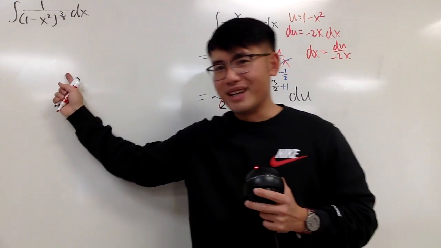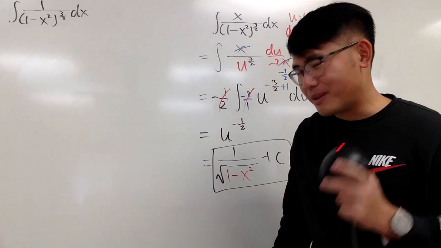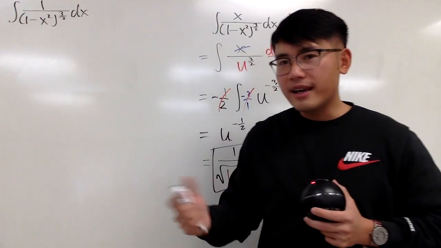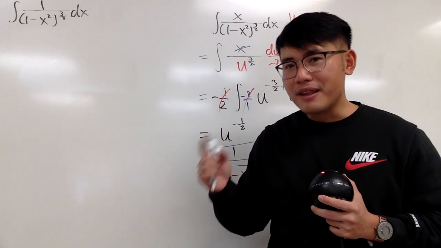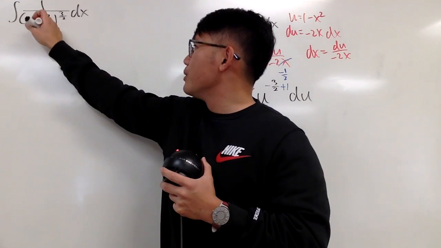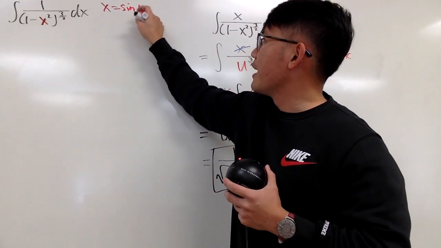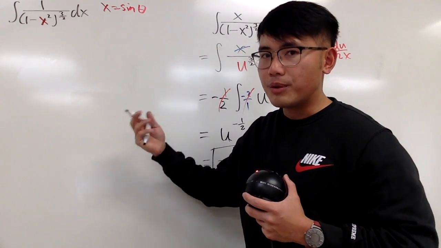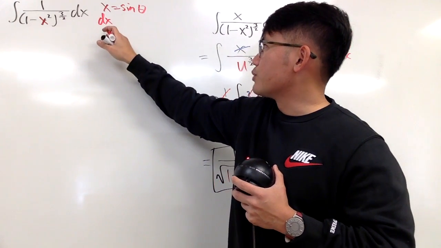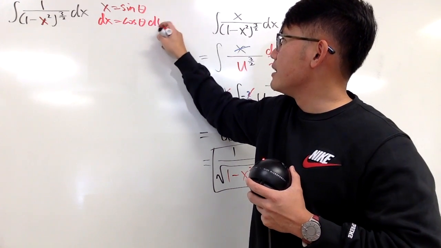Okay. For this one, the x ran away. It's okay. We can find somebody else to help us out. So, look at the inside. We have 1 minus x squared. We can take x to be sine, because we know 1 minus sine squared theta will give us cosine squared. So I will begin by letting x equal sine theta. And then from here, we do our usual business. We'll just differentiate both sides so I can get the dx right away. And the derivative of sine theta is cosine theta d theta.